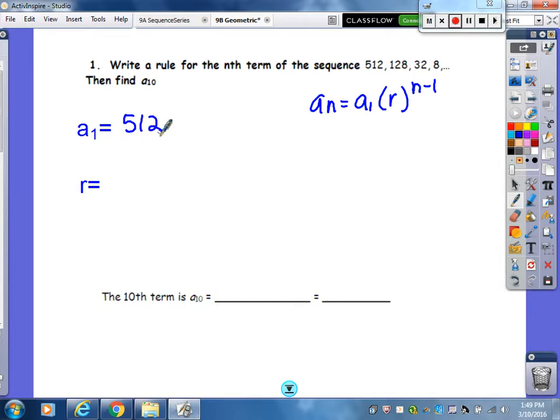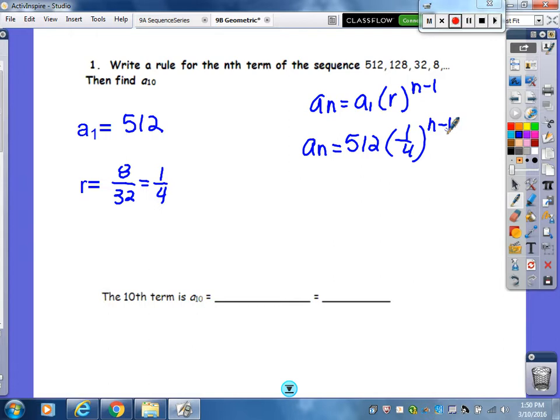Now our ratio. Remember, we need to take a latter term over a previous one. So we can find the ratio by doing 128 over 512, 32 over 128, or let's keep it easy on ourselves and do 8 over 32, which reduces to 1/4. Now we just have to plug into our formula. So a sub n, our nth term, is equal to our first term times our ratio 1/4 to the n minus 1. Now because this is raised to the power of n minus 1, we can't multiply that 512 and the 1/4. So that's our final answer.